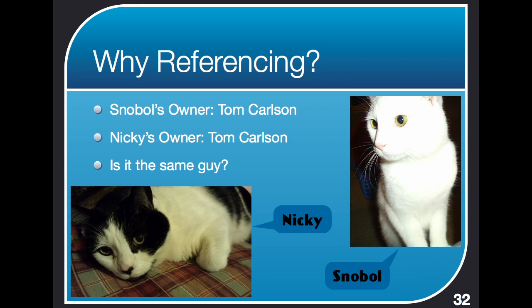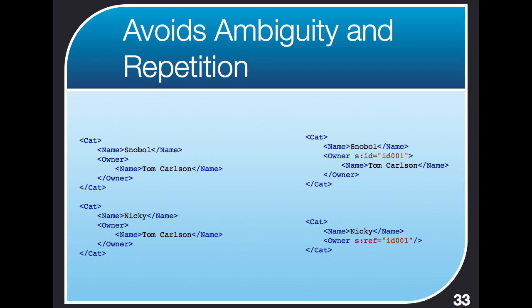How do we deal with that? I mean, we don't want to think it's the same guy if it's not the same guy. Luckily, XML has a way of doing that. On the left, we see kind of the hierarchical way of doing this, where inside of some big root element, we might have a cat object.